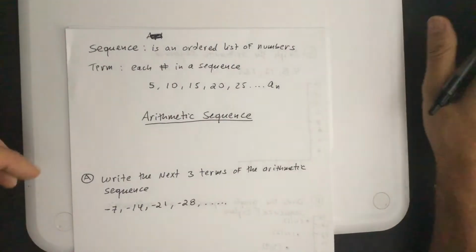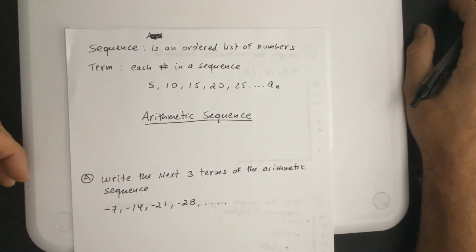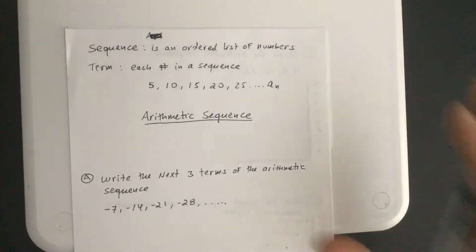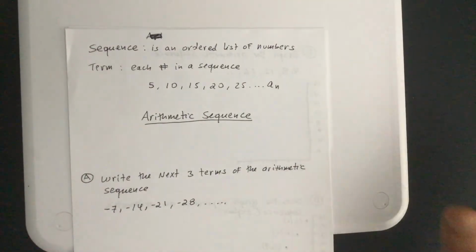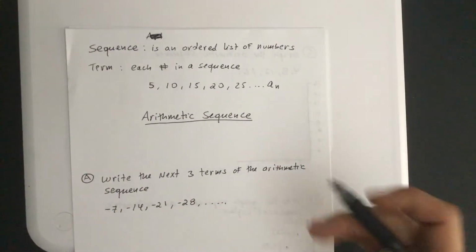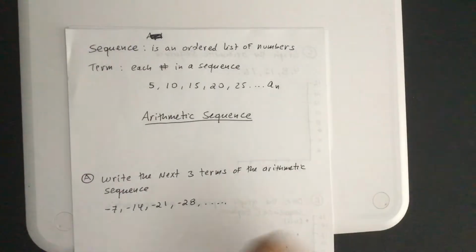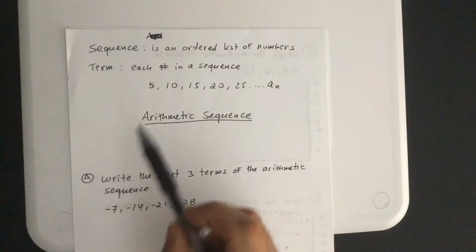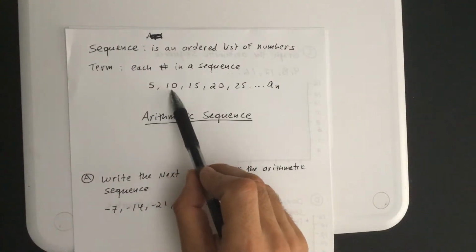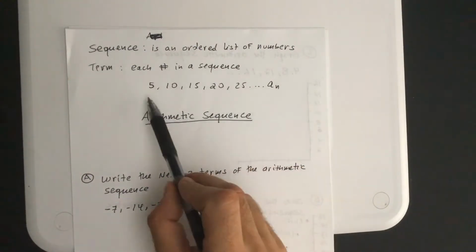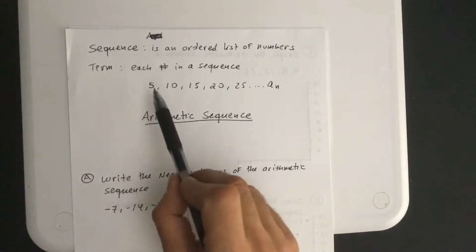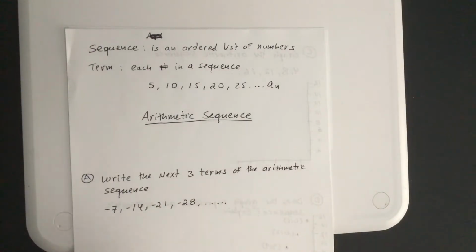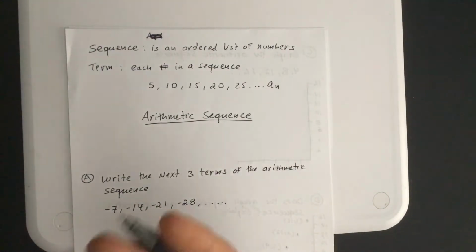All right, so let's talk today about arithmetic sequences. Before defining arithmetic sequences, I have to define the meaning of the word sequence. Basically, a sequence is an ordered list of numbers, like this one over here: 5, 10, 15, and so on. They are in order, and each of these numbers is a term. And each of these terms has a position.